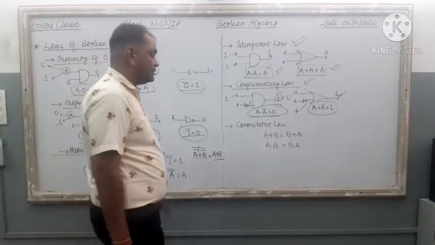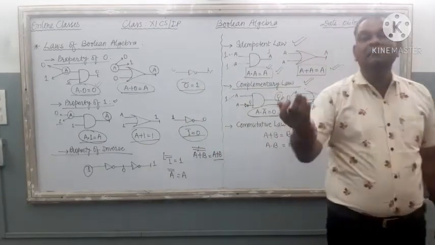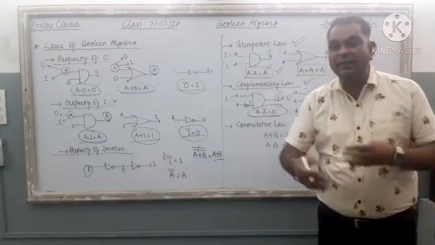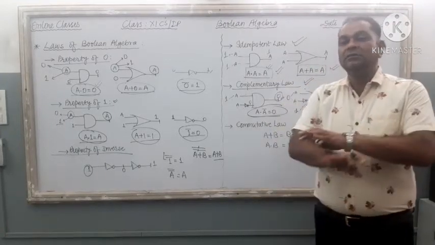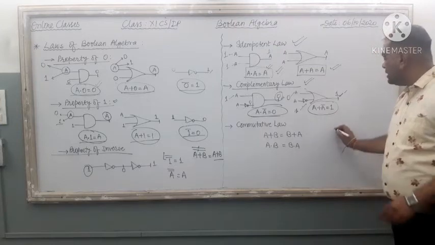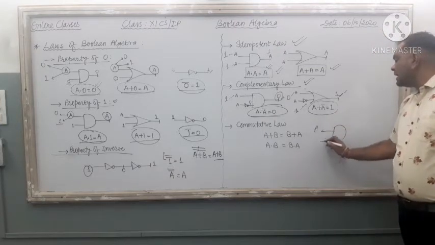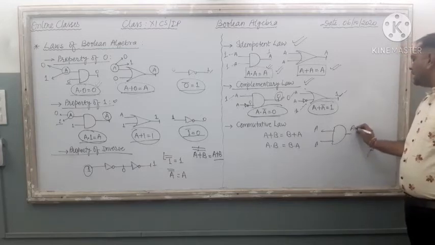Commutative law means A plus B, you can write it as B plus A. If you change the sequence of the input signal, there is no harm in the circuit, there is no change in the circuit, such as if AND gate is there, my first input is A, my second input is B, now the result is A dot B.